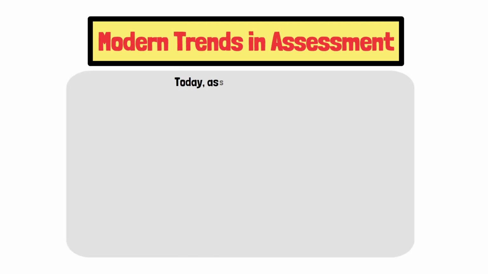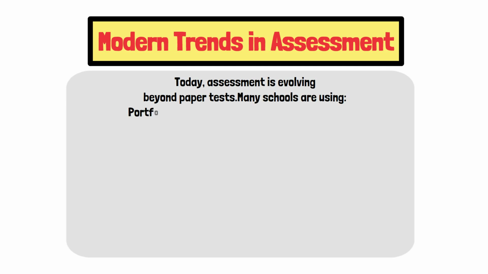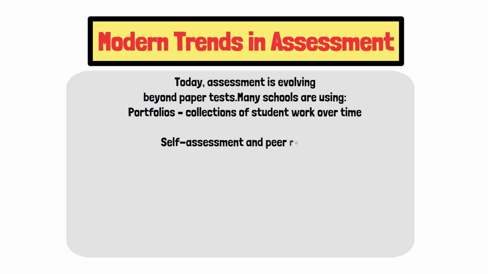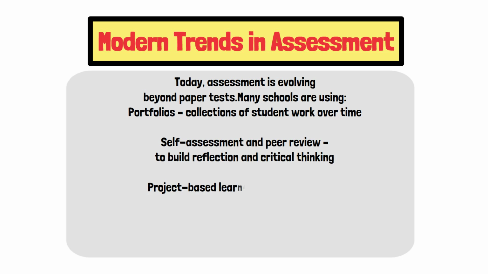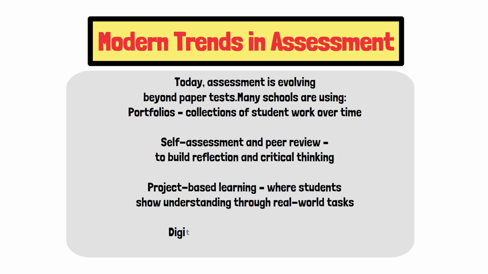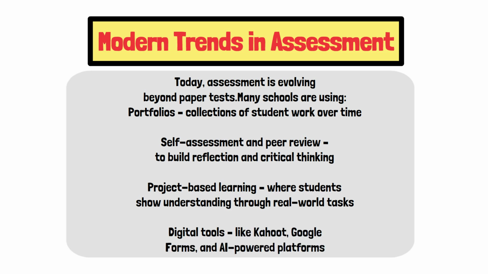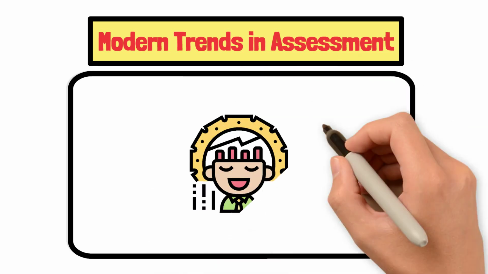Modern trends in assessment. Today, assessment is evolving beyond paper tests. Many schools are using portfolios, collections of student work over time, self-assessment and peer review to build reflection and critical thinking. Project-based learning, where students show understanding through real-world tasks. Digital tools like Kahoot, Google Forms, and AI-powered platforms. These help make assessment more dynamic, inclusive, and meaningful.